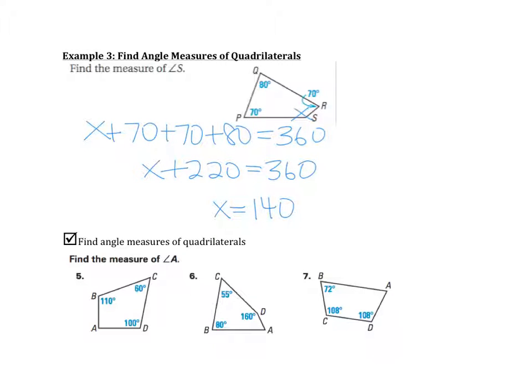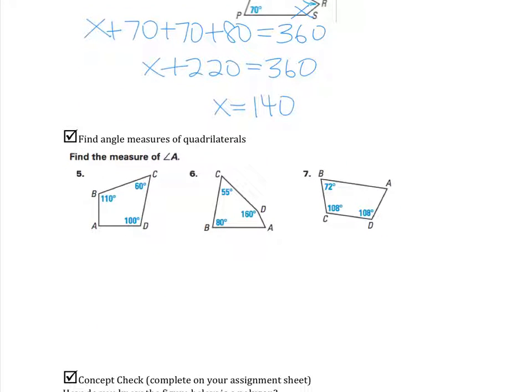Okay, so continuing with finding the angle measures. Again, I don't mind if you call that a variable. And remember that all of them must add up to 360. So when I add 110 plus 60 plus 100, I get 270. Subtract that from 360, I get 90.